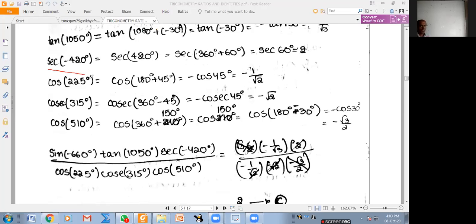Secant minus 420, cos minus theta is cos theta. So similarly, secant minus theta is secant theta. 420, you can write 360 plus 60. And the 360 can be neglected, you'll get secant 60. Cos 60 is 1 by 2, so secant 60 is the reciprocal of that, which will be 2. Cos 225, I can write 180 plus 45, which is minus cos 45, cos 180 plus theta, third quadrant, so minus 1 by root 2. Similarly, cosecant 315, cos 510. You find all these separate values and then simplify, that's all.